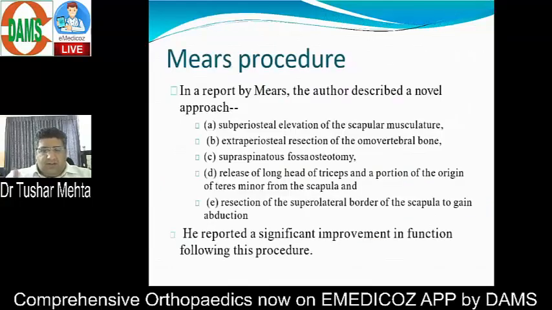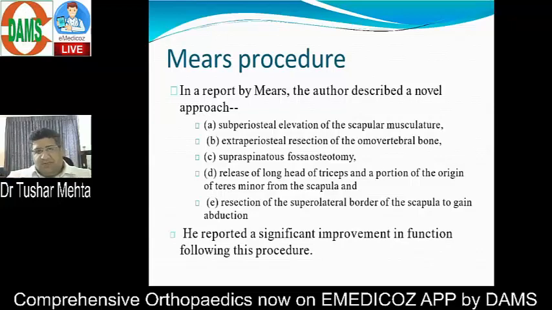Then there's the Mears procedure, which was reported in the last, in which 5 steps were given. First was, as usual with every procedure, a subperiosteal dissection of the scapular musculature, then extraperiosteal excision of the omovertebral bone, then supraspinatus fossa osteotomy.